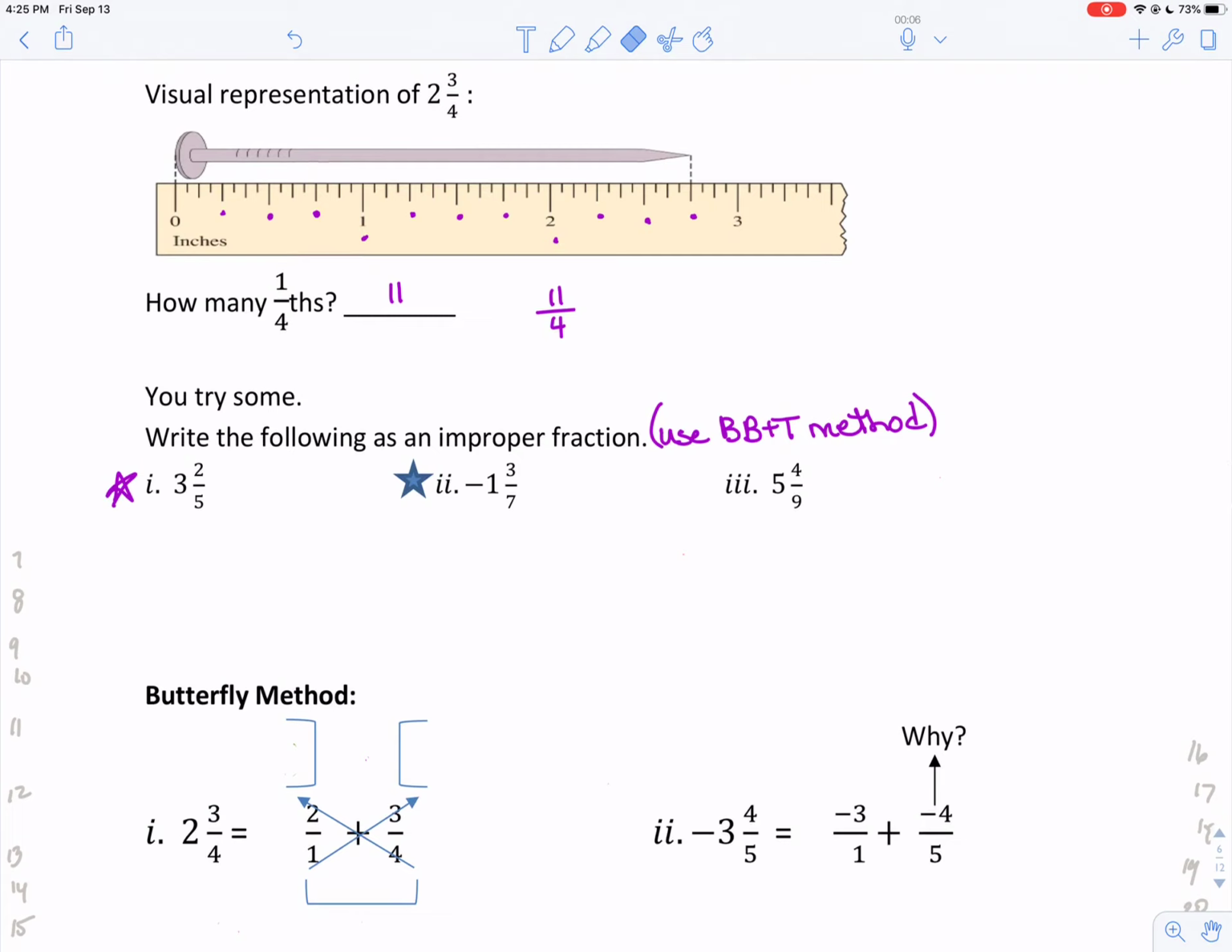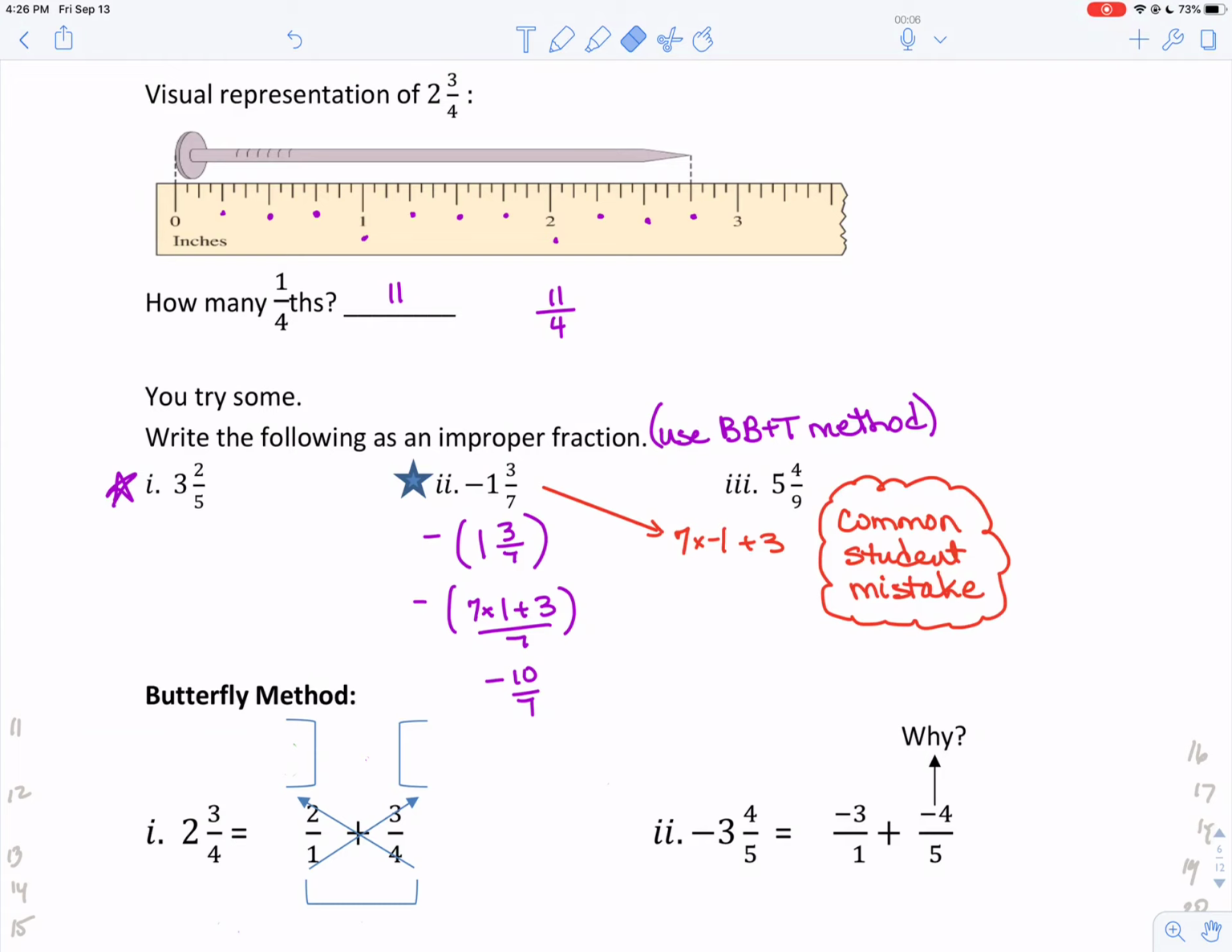I want to look at the starred one, the blue starred one in the middle, -1 3/7. This is often confusing for the students because of the negative. So you need to think of it this way, as a negative outside of a parenthesis. So we're going to work with just the 1 3/7, then add in the negative later. So my 1 3/7, I'm going to do the bottom times the base, 7 times 1, then add my 3. So I'm going to wind up with 10/7, and then I just bring down the negative.